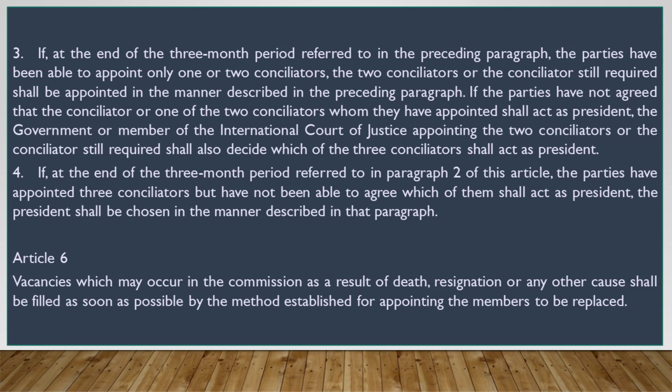4. If, at the end of the 3-month period referred to in paragraph 2 of this article, the parties have appointed 3 conciliators but have not been able to agree which of them shall act as president, the president shall be chosen in the manner described in that paragraph. Article 6. Vacancies which may occur in the Commission as a result of death, resignation or any other cause shall be filled as soon as possible by the method established for appointing the members to be replaced.